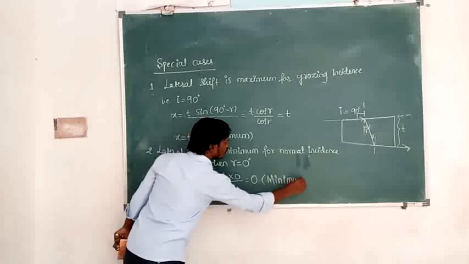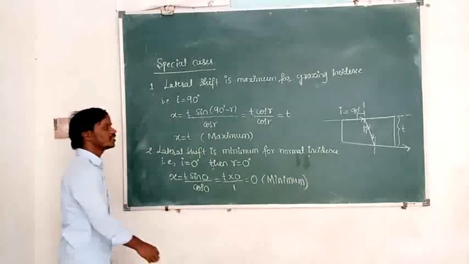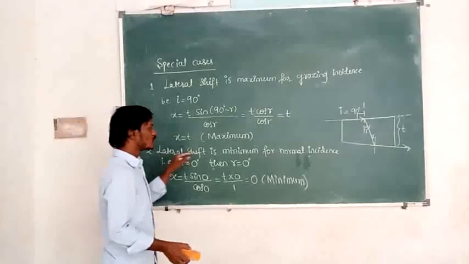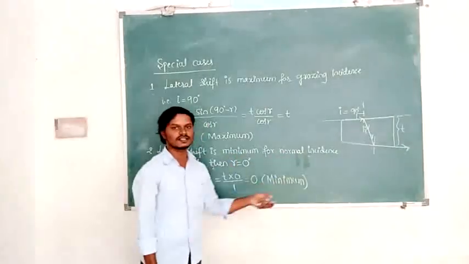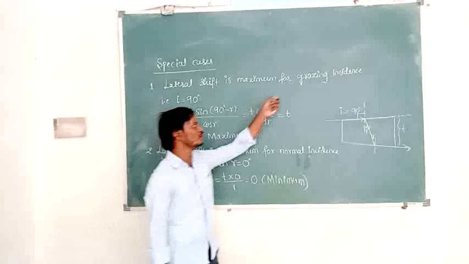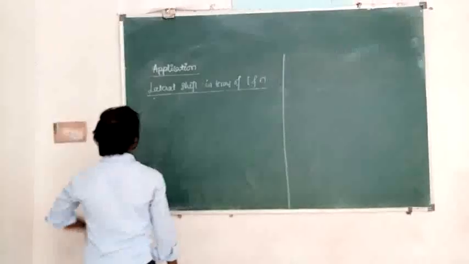So, for which incidence is the lateral shift minimum? The lateral shift is minimum for normal incidence, and the lateral shift is maximum for grazing incidence.